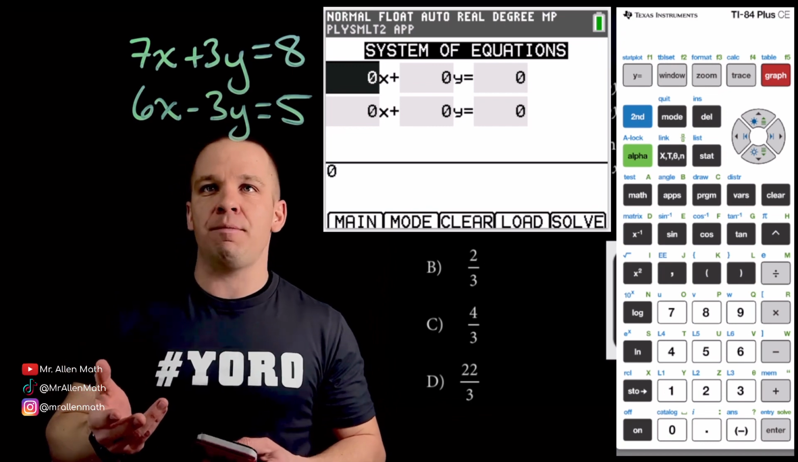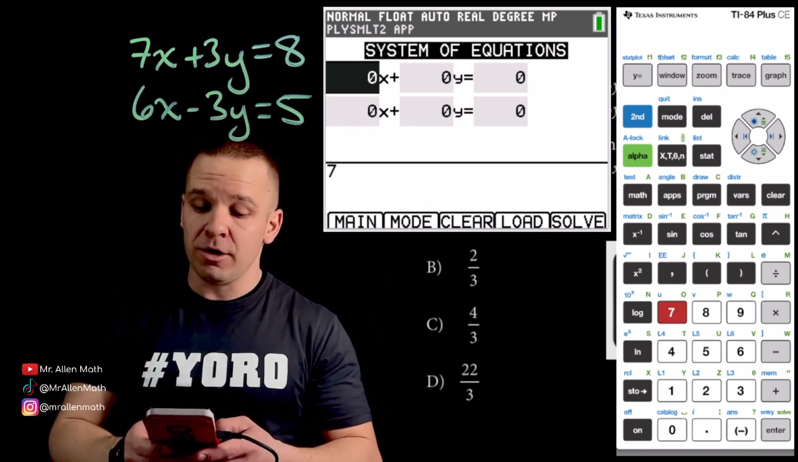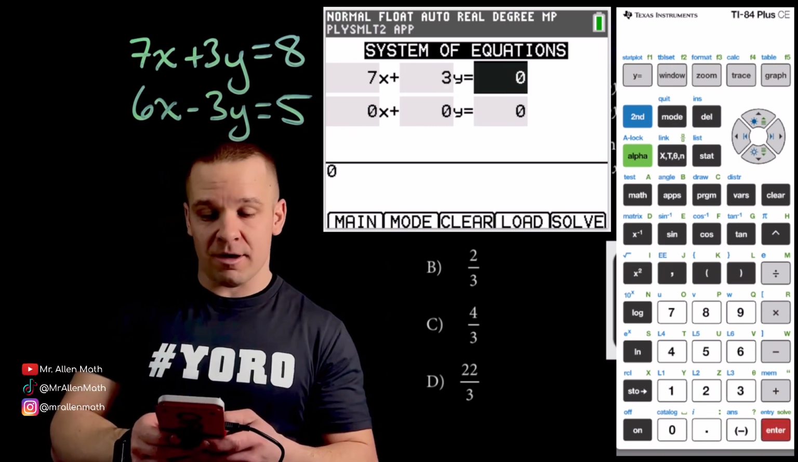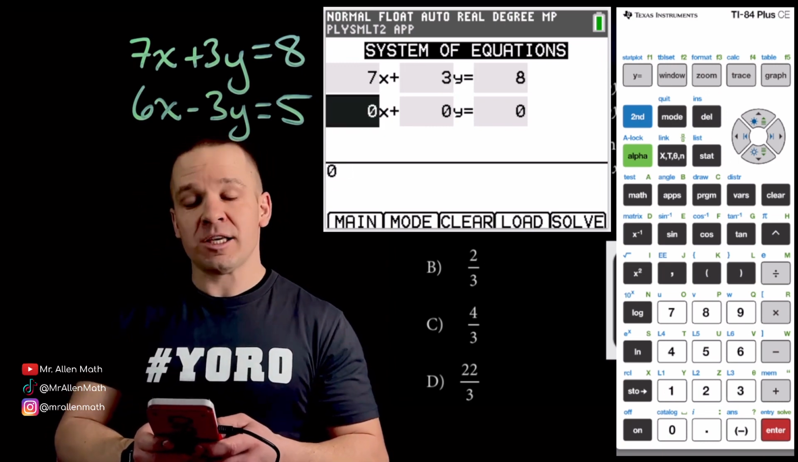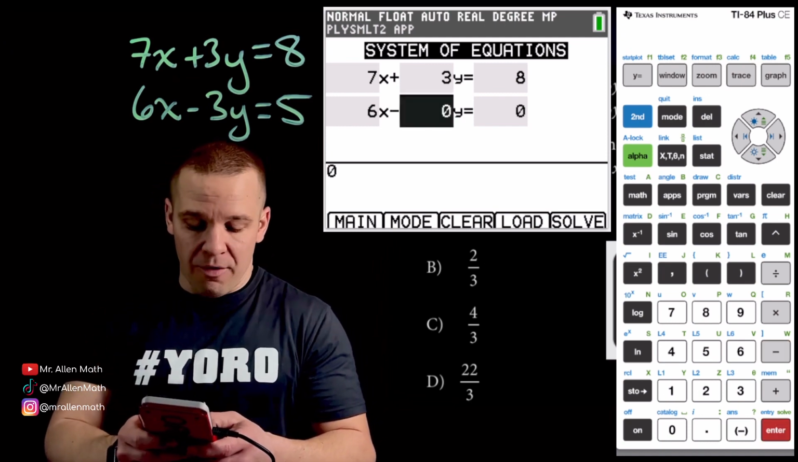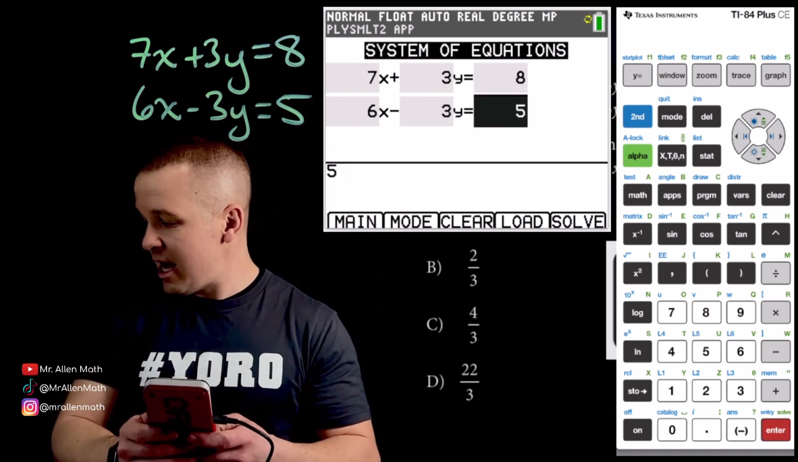And now I can just type in all my coefficients. 7, hit enter. It's positive, hit enter. Then I've got 3, hit enter. And then 8, hit enter. Next one is 6, enter. We want subtraction now, hit enter. Then I've got 3, enter, and 5, enter.